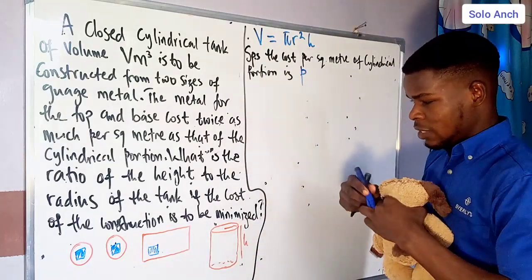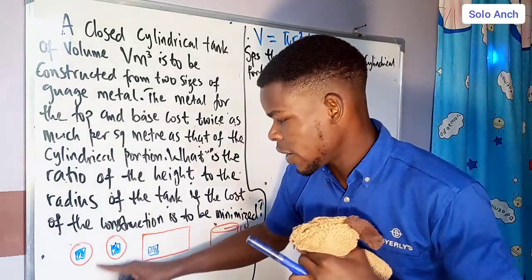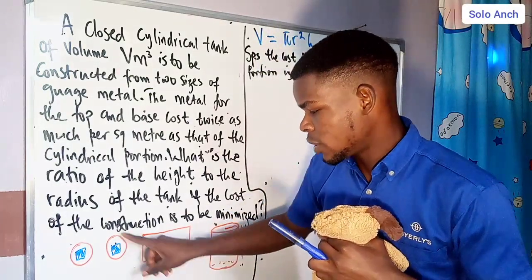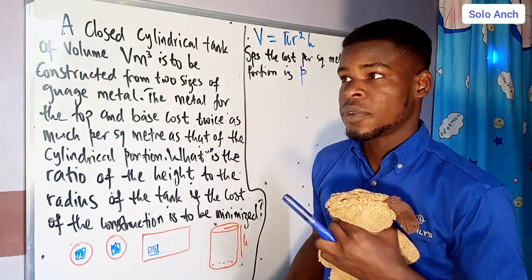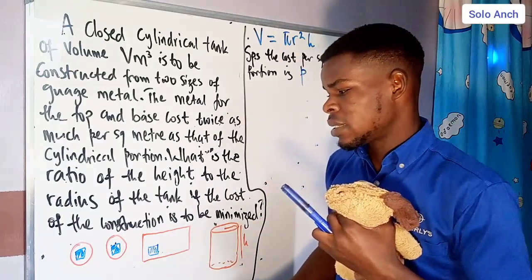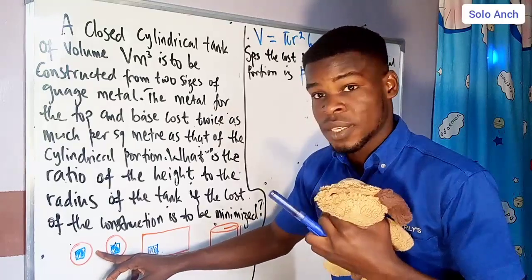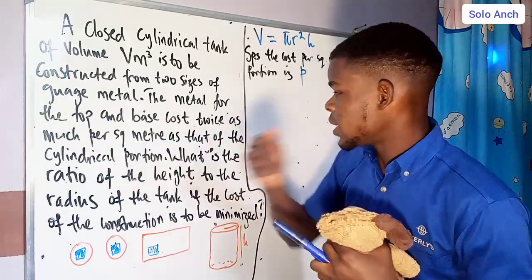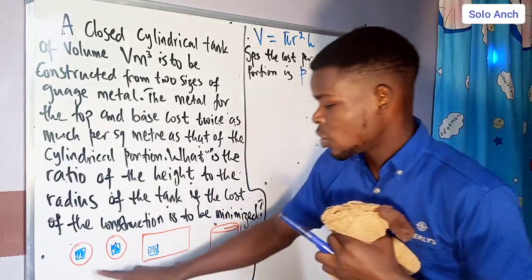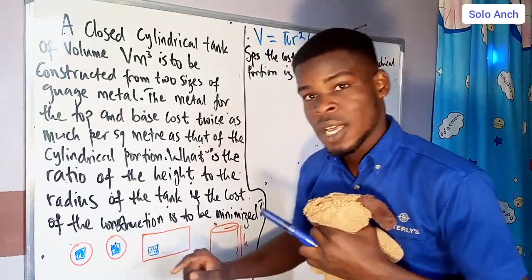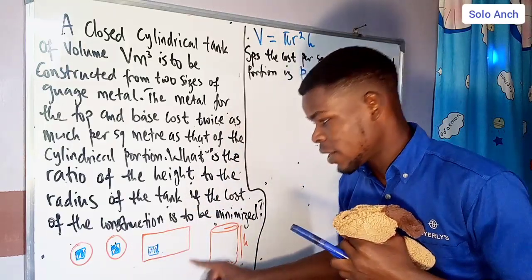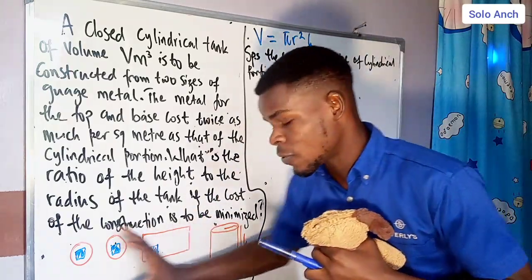So what that means is that if you can get the entire area of the metal used at the top and the entire area of the metal used at the bottom, then to get the cost is going to be P, 2P, right? Because this one is P, this one is twice. Take note, twice as much as that used for the cylindrical portion. It is going to be 2P times the area of this, plus 2P times the area of this, plus P times the area here. That will give us the total cost for the cylinder.